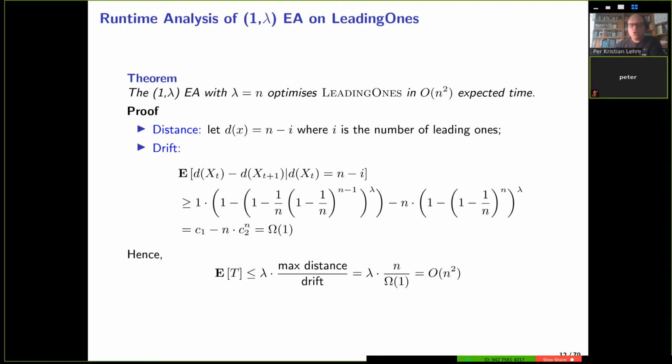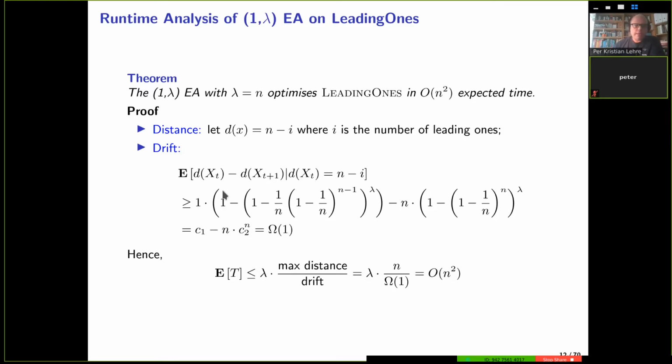Now the probability that none of the individuals improve, so we have lambda offspring, is going to be 1 minus all of this to the power of lambda. Okay, so this is the probability that none of the individuals improves. So if none of the individuals improves, in the worst case we have minus n drift.